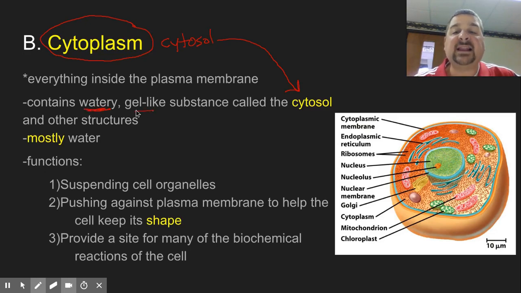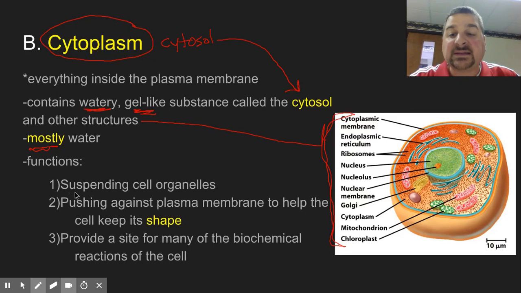It kind of has a jelly-like consistency, so when you did your cell in a bag, you may have put water in, or some teachers have them put like a jello or gelatin in. That makes it a little more realistic. Okay, so it's kind of a watery gel-like substance. And it will contain all these other structures that you see over here. Okay, so all our organelles, nucleus, all that stuff will kind of be suspended in that gel. But again, remember, it's mostly water.